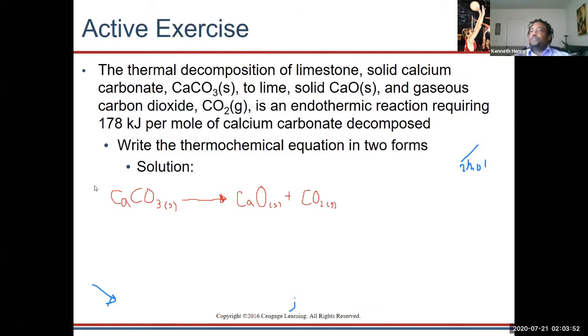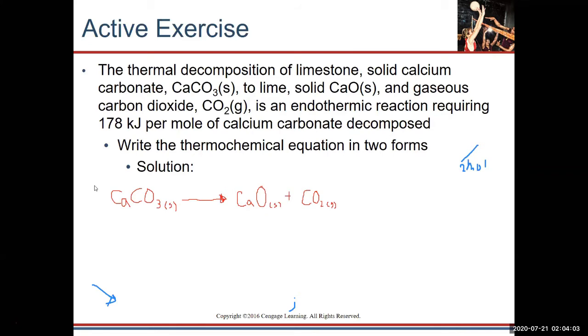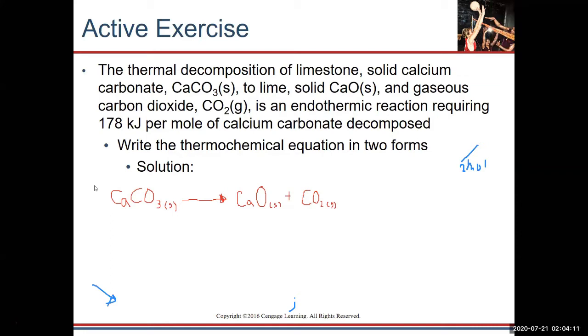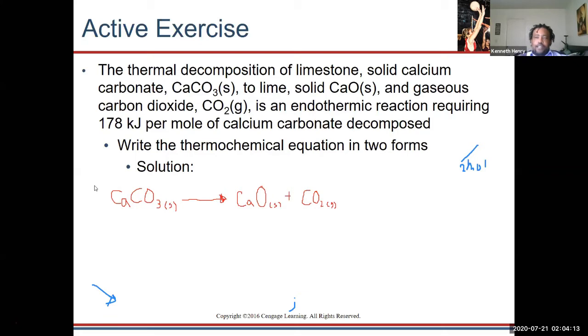Okay, so Stephanie, you got your equation written down? But you have one more part to add. What are you going to do? Which side are you going to put it on? That 178, put the pressure on. Right or left? Reactant or product?